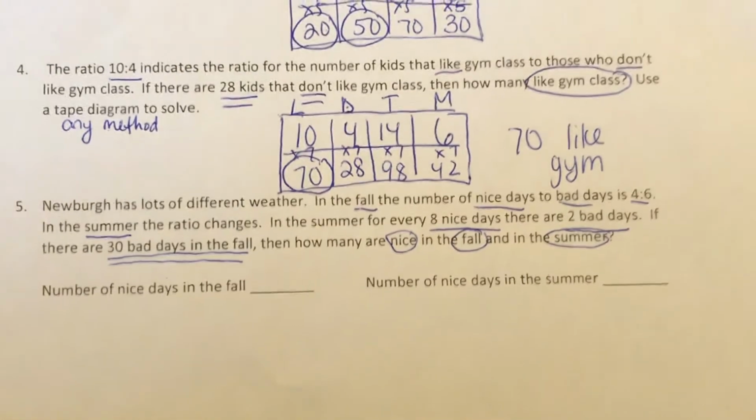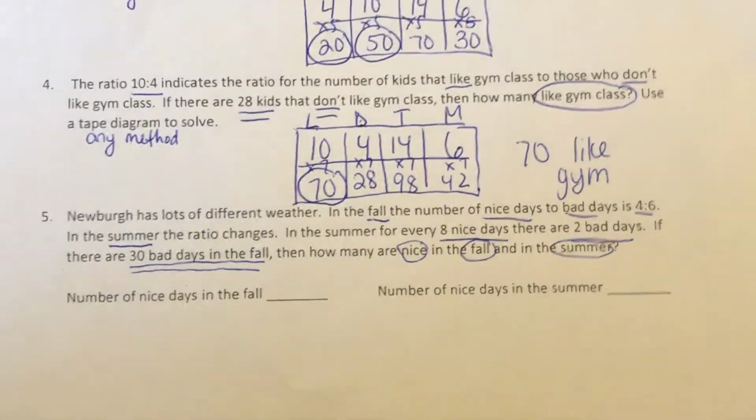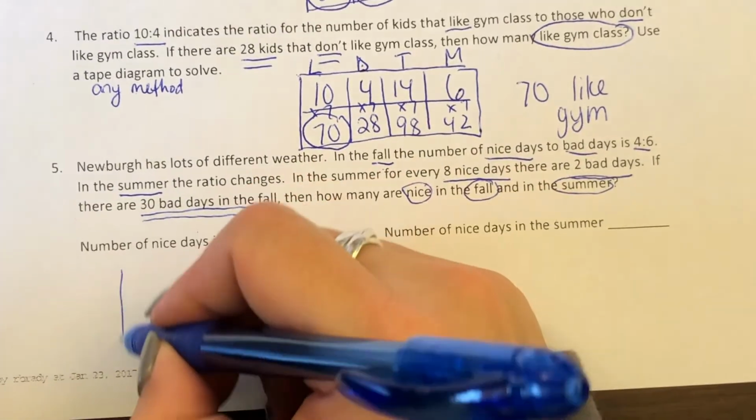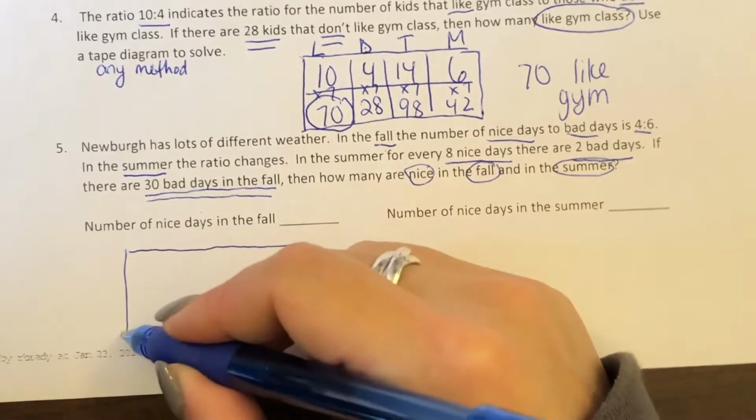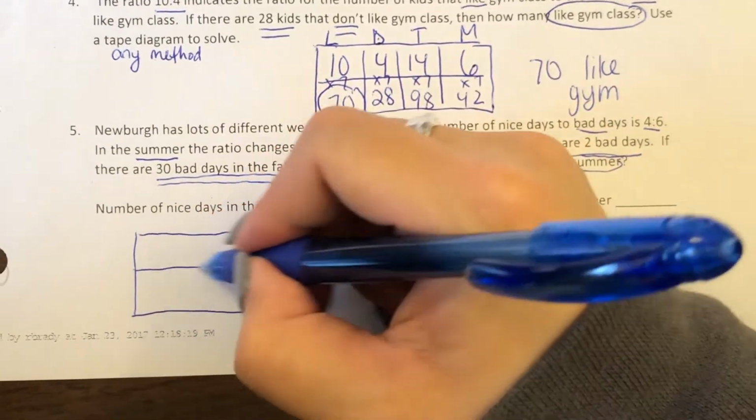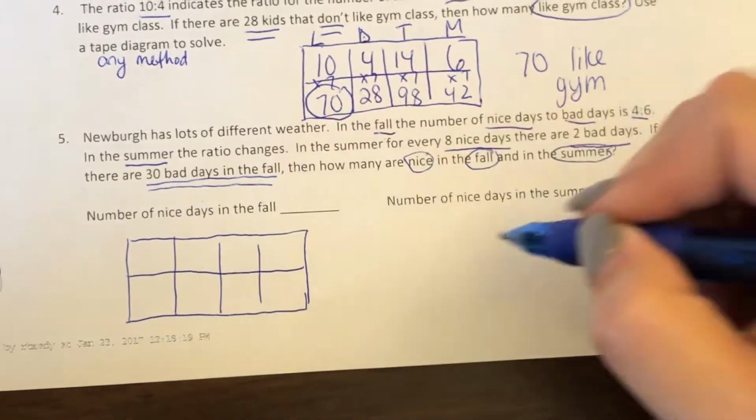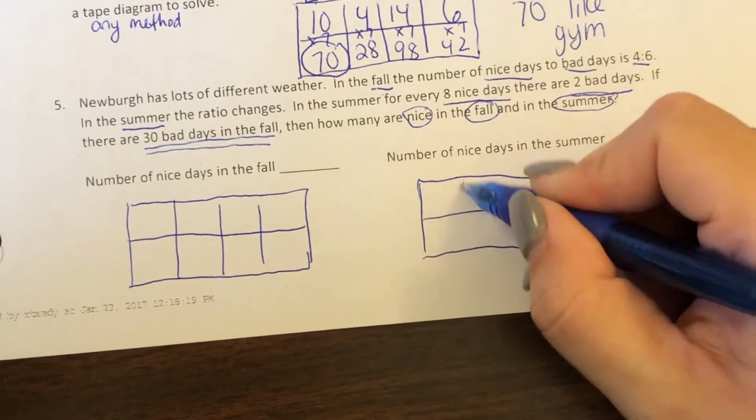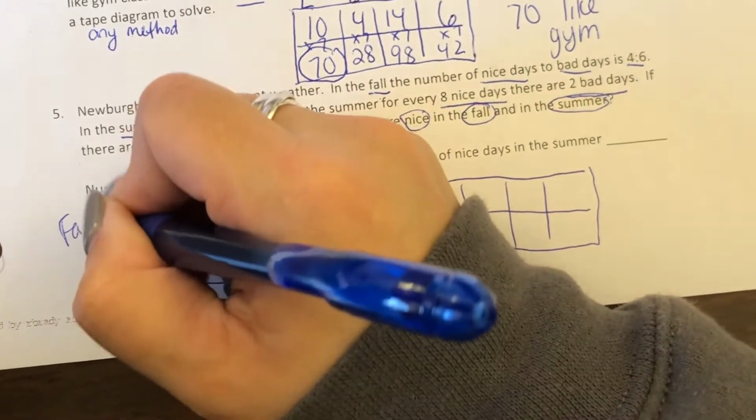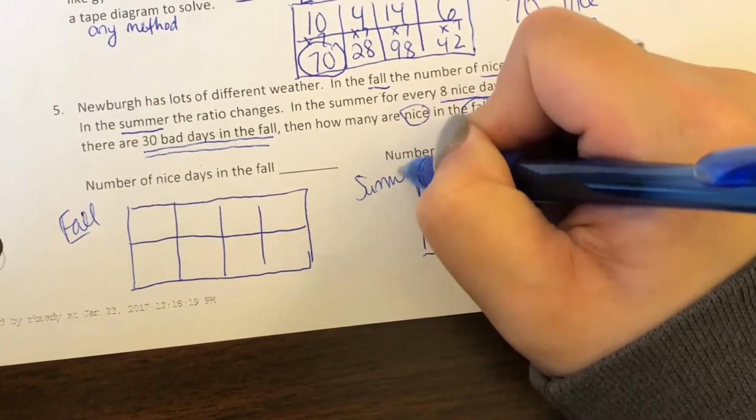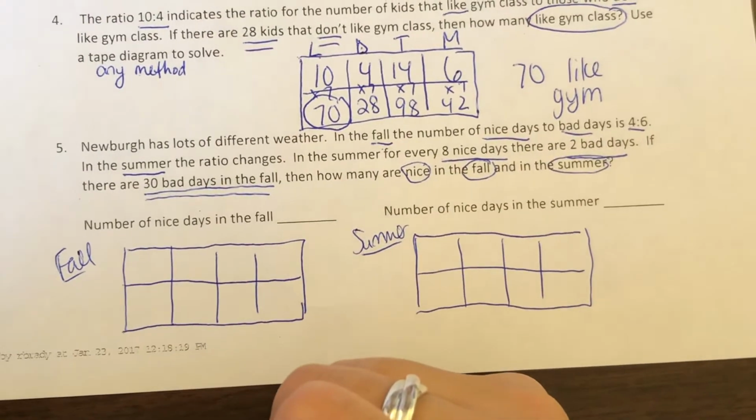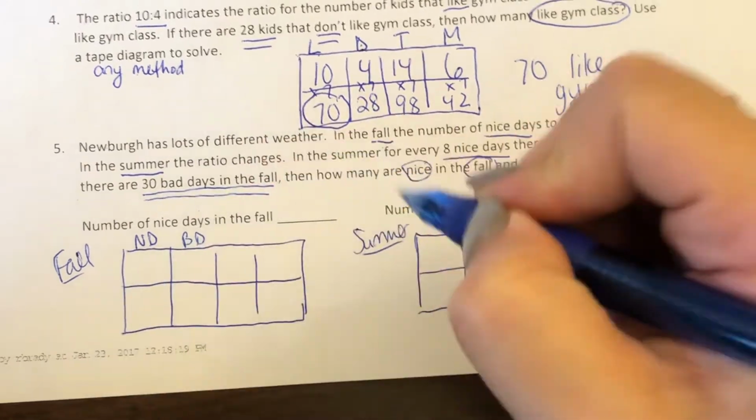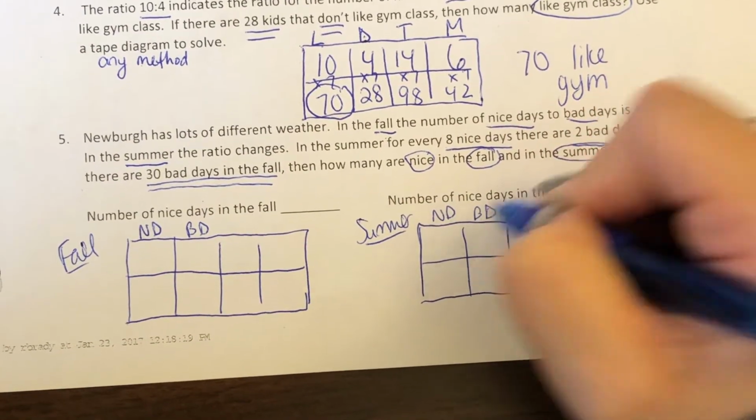So that's a lot of info, but I know that it's going to be a change of ratio. So look, we've got 2 ratios, 4 to 6, and then we've got 8 to 2. So we need to do 2 different charts. So I'm going to do a fall chart. And I'm going to do a summer chart. All right, so we have comparing nice days to bad days.